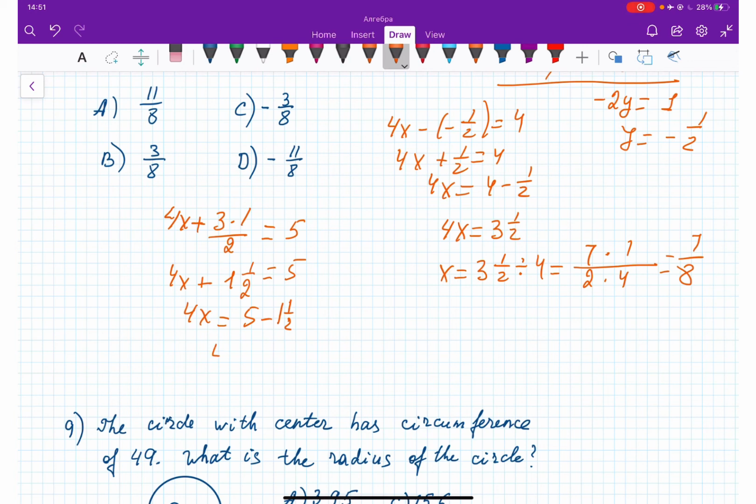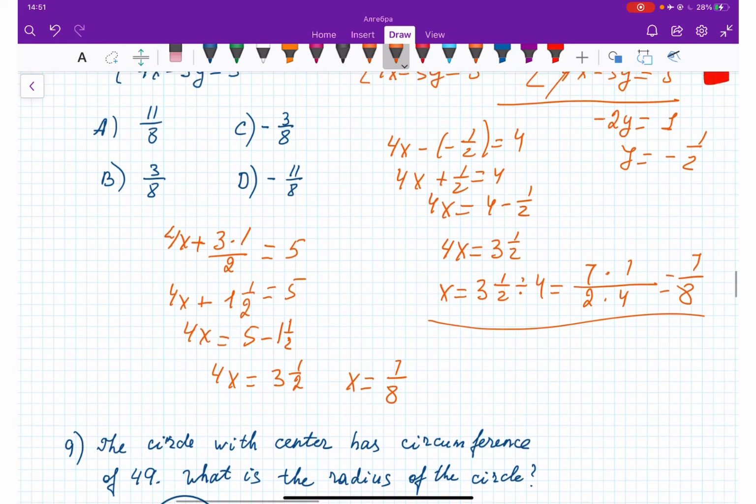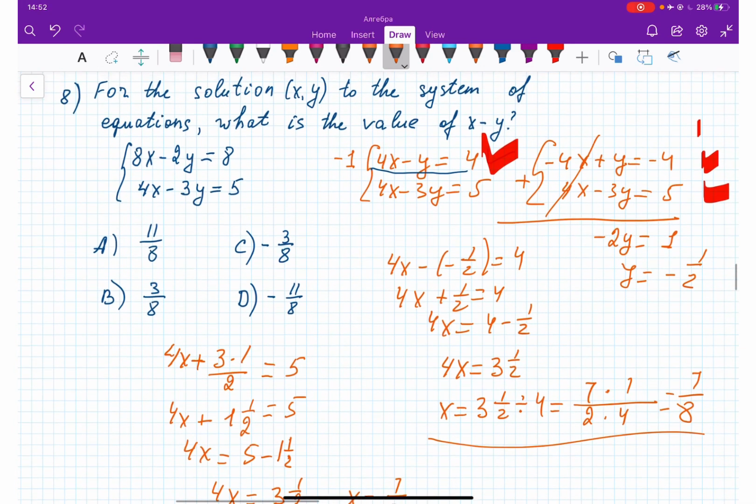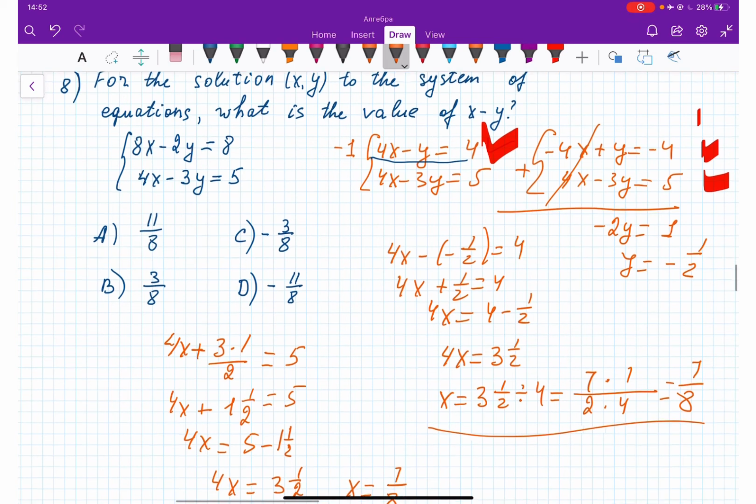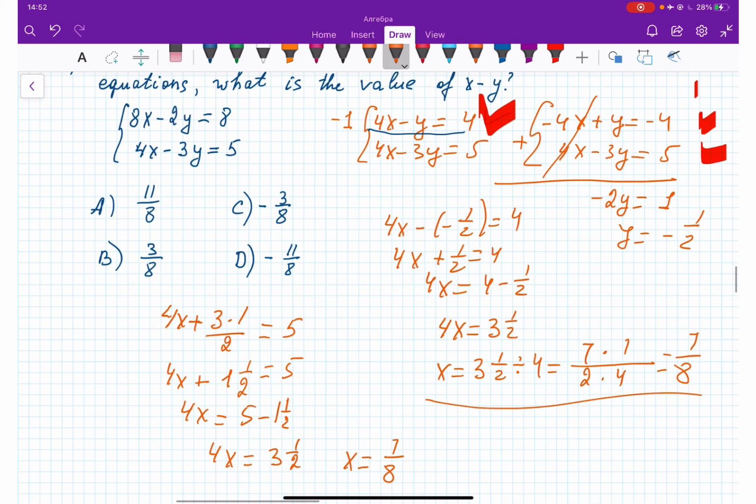Okay. x is equal to 3 and 1 half, because 5 minus 1 is 4, and 4 minus 1 half is 3 and a half. And the same way, we divide 3 and a half by 4. So still x is going to be 7 over 8. Okay, so it looks like the resource I took it from is mistaken. Well, there are sometimes mistakes in the book, so 7 over 8 is going to be the answer.